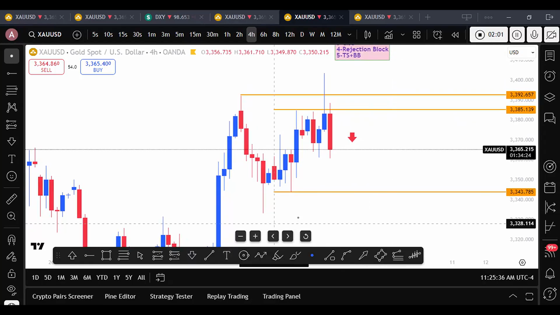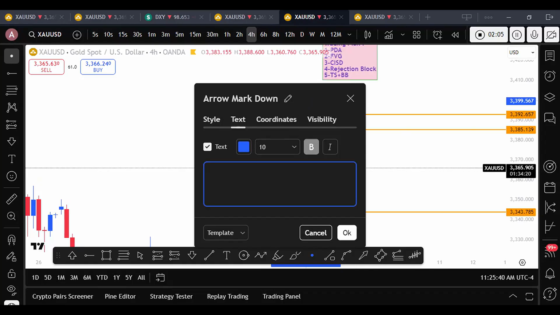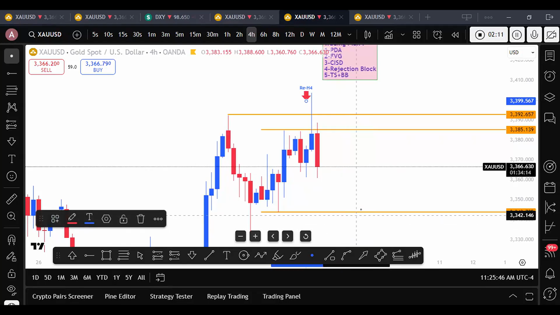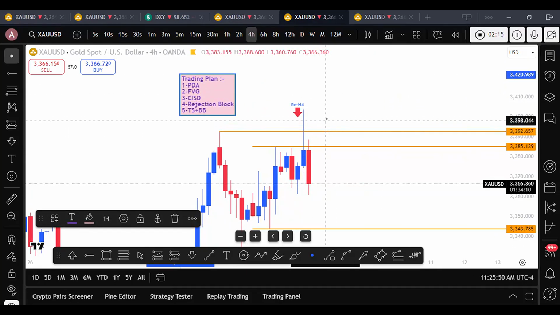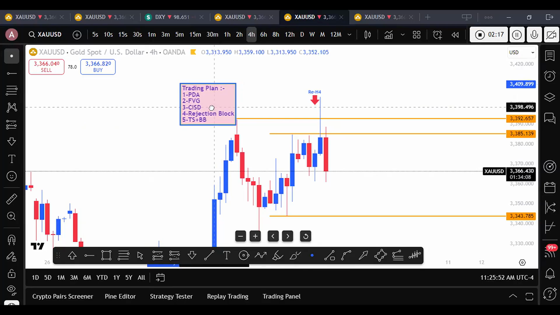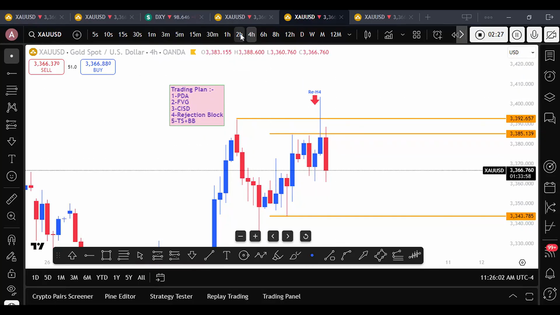This is the first, there is a rejection on H4. This is the high, external liquidity. It is the PDRA, and it represents the high of the day of the previous 2 days, and this also represents the high of the previous 2 days.